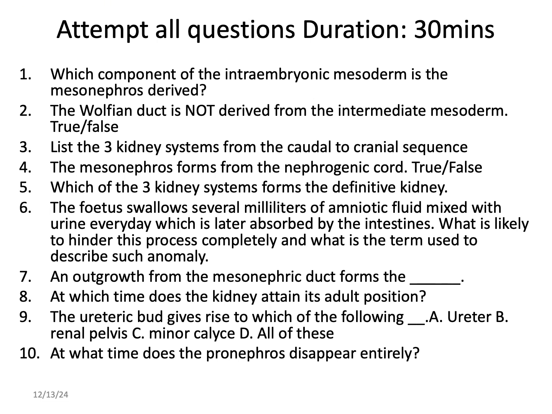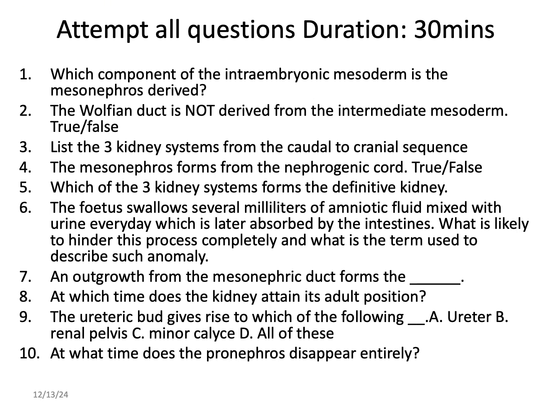So it can be used interchangeably, but strictly speaking, if you want to mention all that cord or tube, it's actually a nephric duct or Wolffian duct. But sometimes we call everything mesonephric duct. At which time does the kidney attain its adult position?